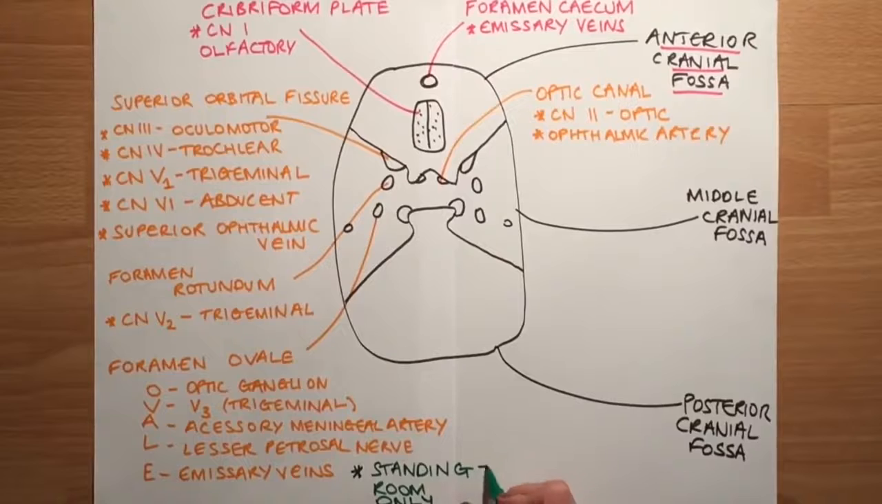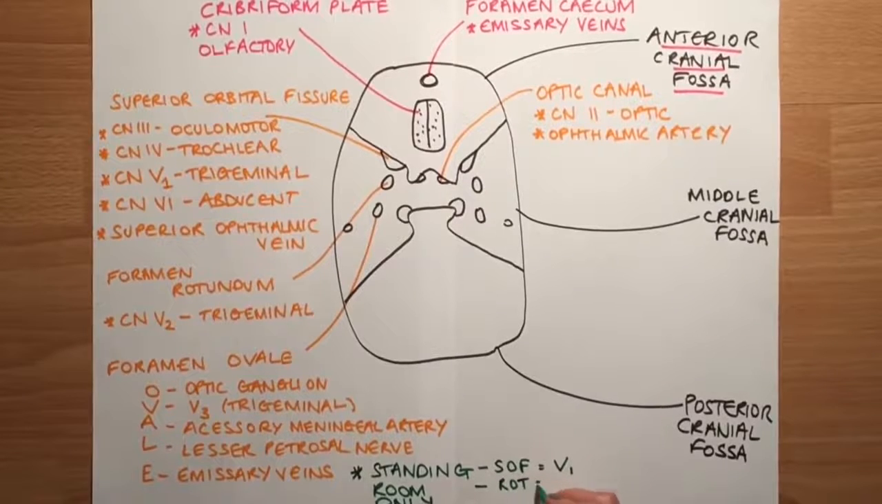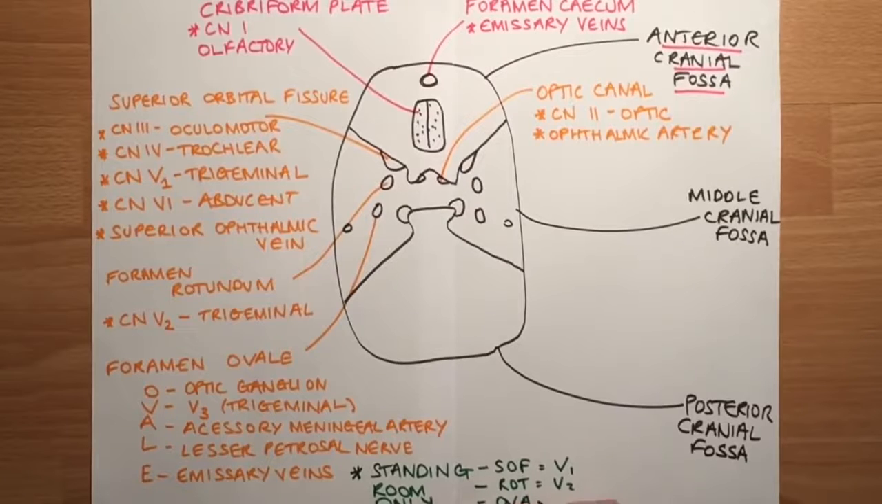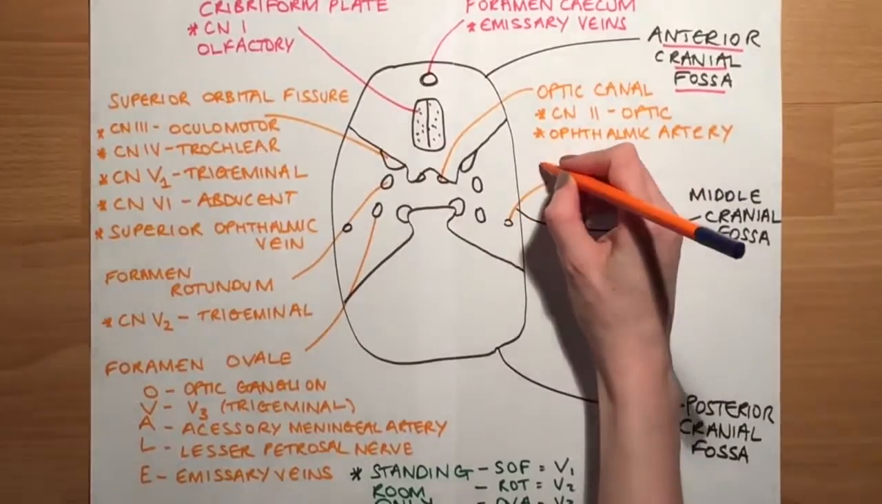So you have S representing the superior orbital fissure, which is the first division, so the ophthalmic division. Then you've got R for rotundum, which is second division, and then you've got O for ovale, which is the third division. Next, we're going to talk about the foramen spinosum.